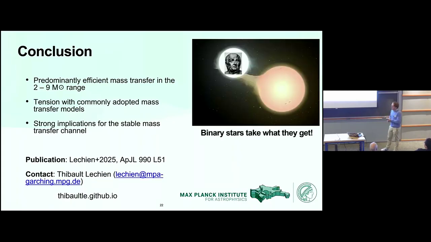This is a picture of Seneca and the companion star, because binary stars can kind of be seen as the original Stoics, in the sense that whatever life throws at them, they take what they get.